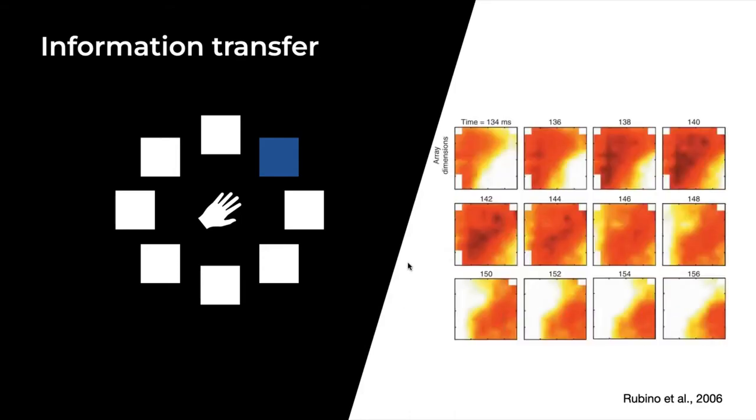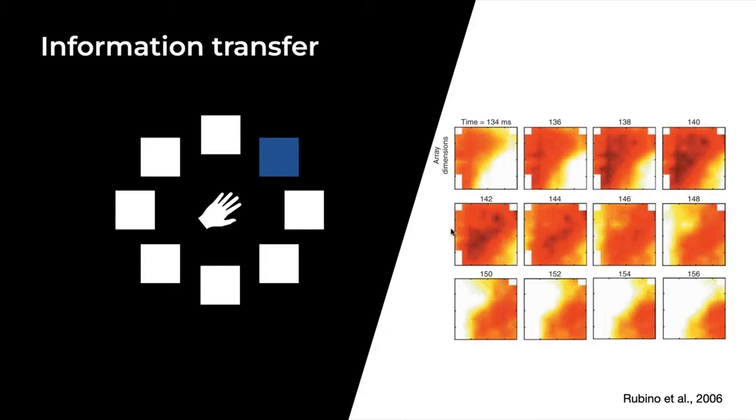In another study by Rubino and authors, they found that traveling waves could mediate information transfer in the motor cortex. They trained monkeys to reach for a visual target after a certain delay. The monkeys saw 8 targets. One of them was visually cued, and after a certain delay, they had to reach for the cued target. When the target was cued, they again found in the microelectrode array that waves would propagate. You see this here in this time series. The waves propagate from the upper left corner to the lower right corner.